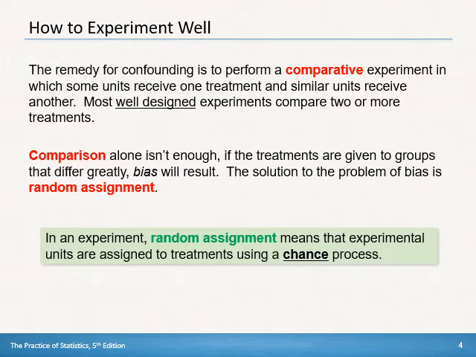All right, so the random assignment has to occur by chance, some sort of chance process. You use a random digit table, you flip a coin, you do some kind of chance process.